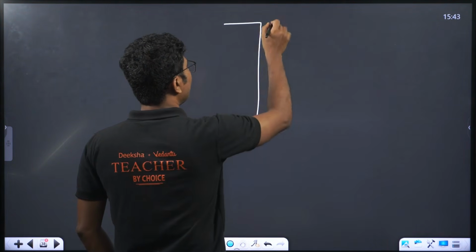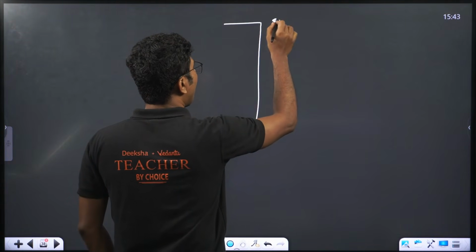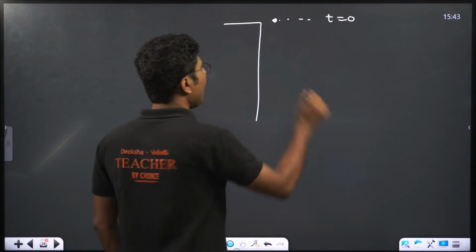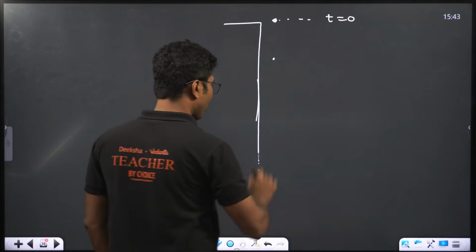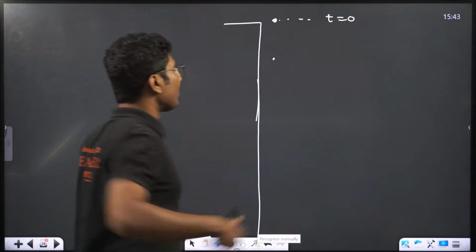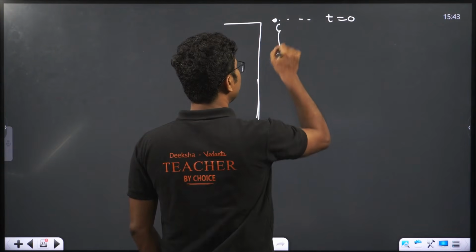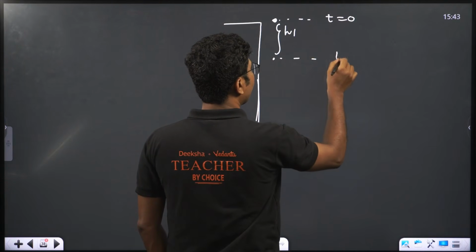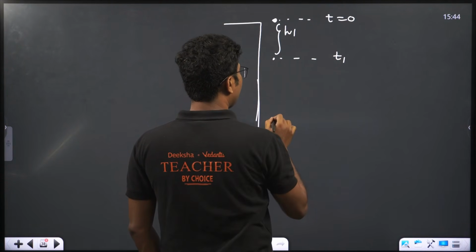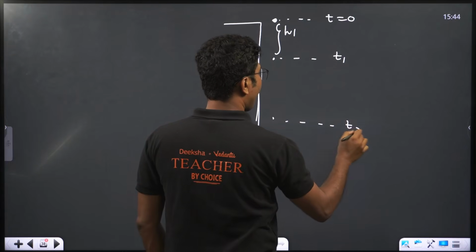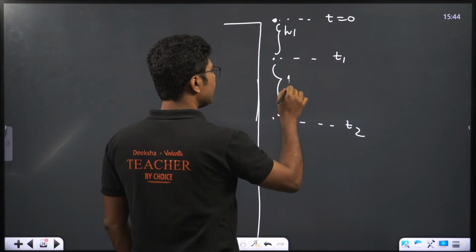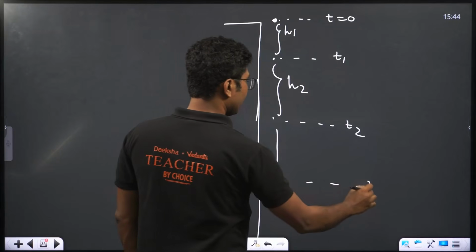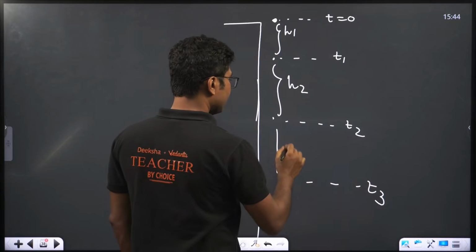Okay, we drop a ball at t equal to 0. This is a very long building. After 1 second, suppose it traveled a height h1. This is t1. Now after time t2, it traveled a distance h2. After time t3, it traveled say h3.